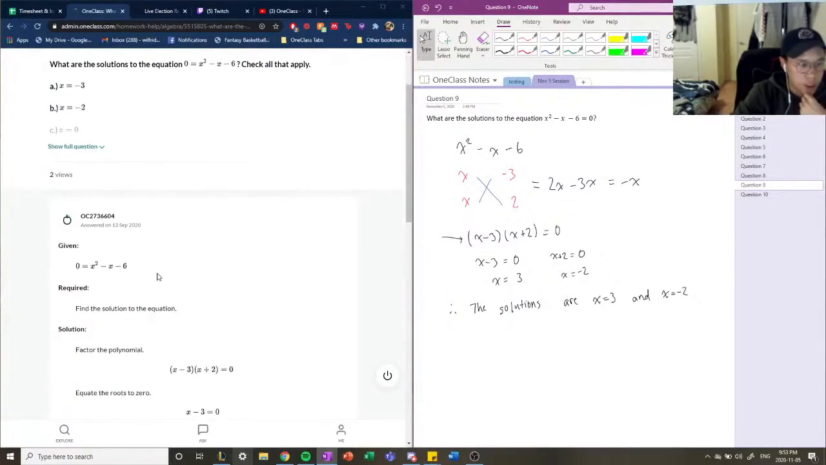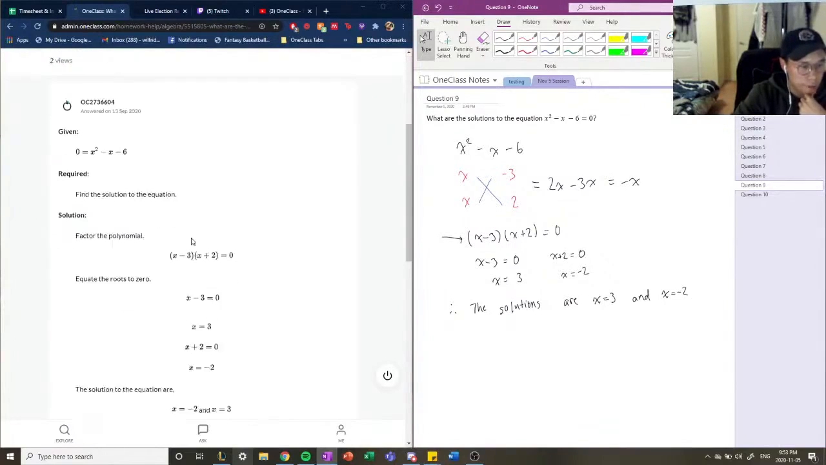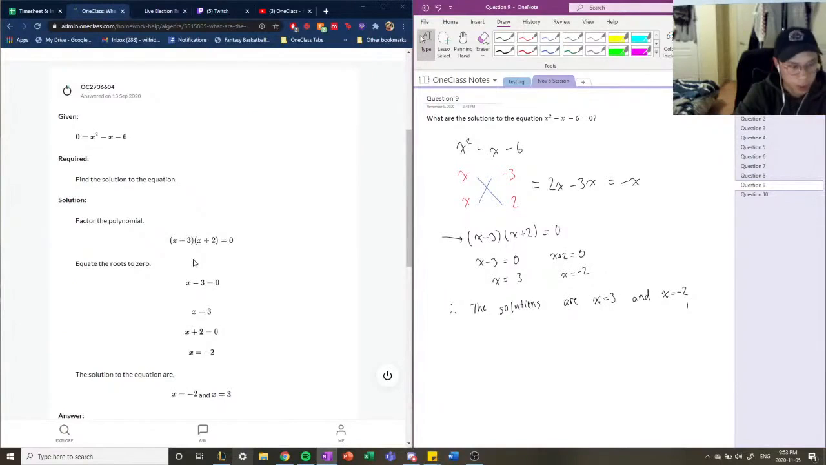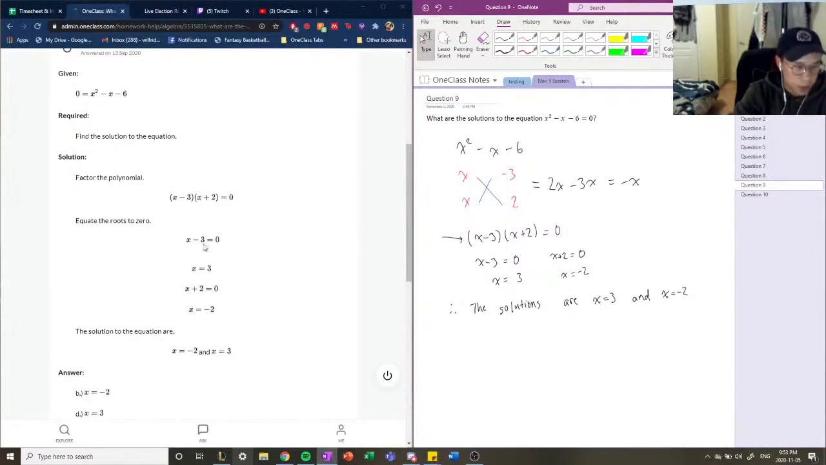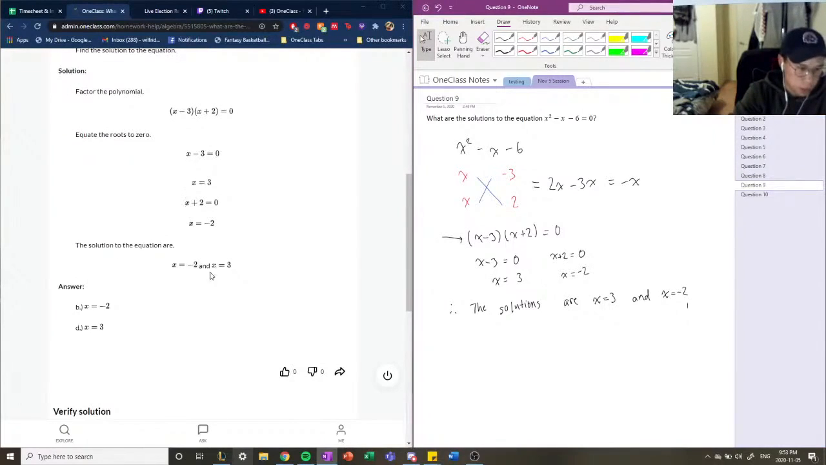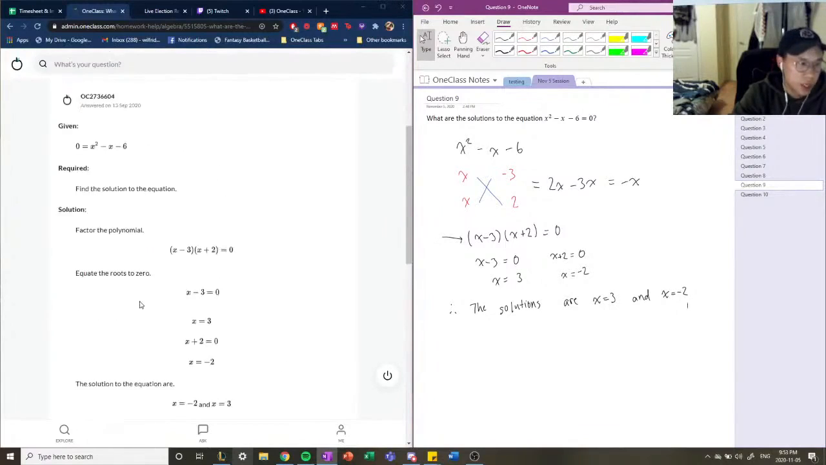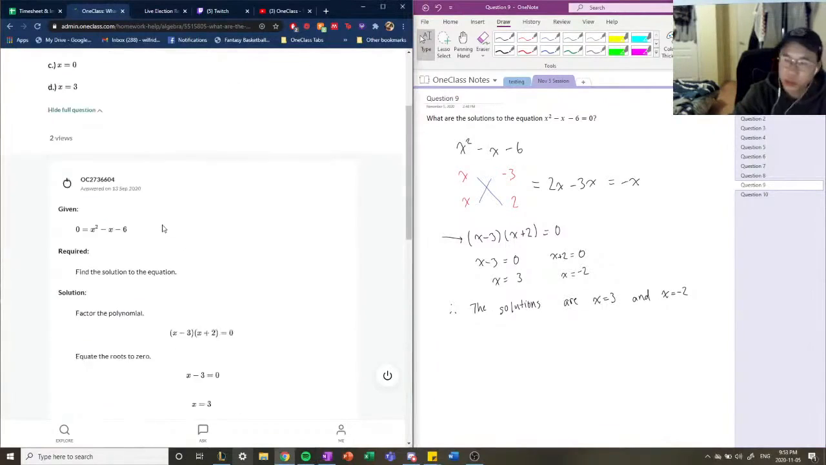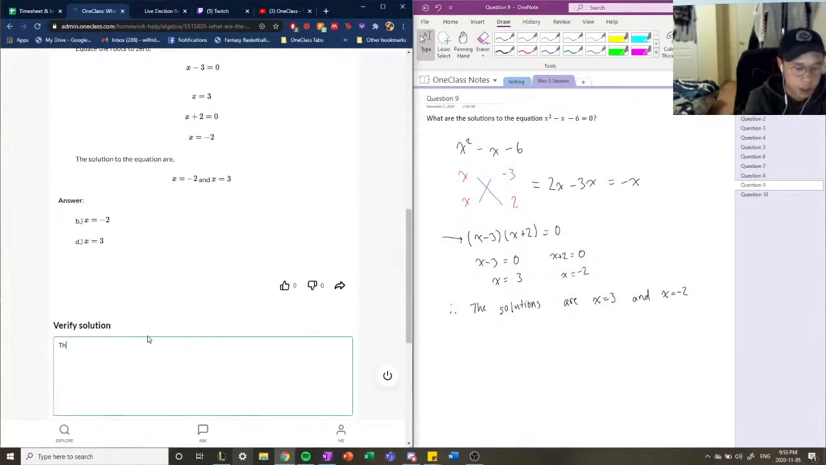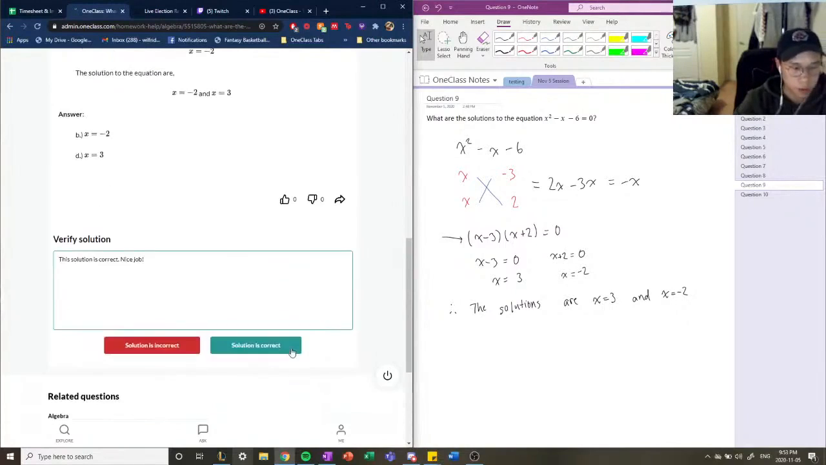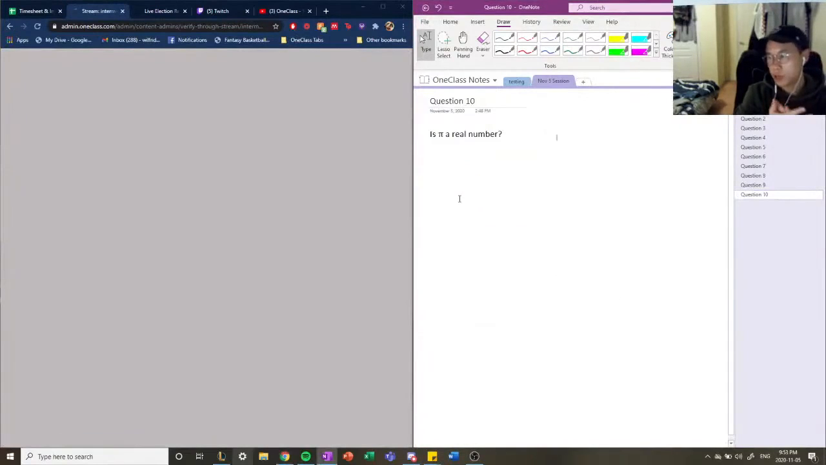So going to our junior tutor solution, they basically go through the same thing. They factor it, they find the zeros or the roots, and they come up with the values of x which will make this equation true. And they pick B and D because it's a multiple choice question, so this solution is correct. Nice job. Okay, cool. Finally, let's go to question 10, which is not really a mathematical problem which we need to solve.